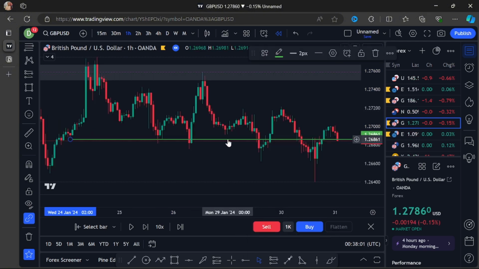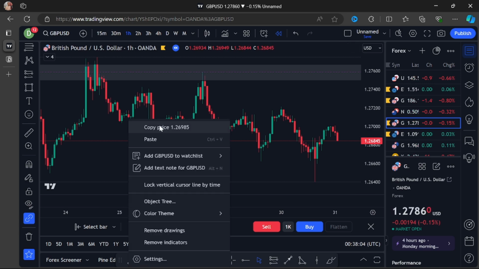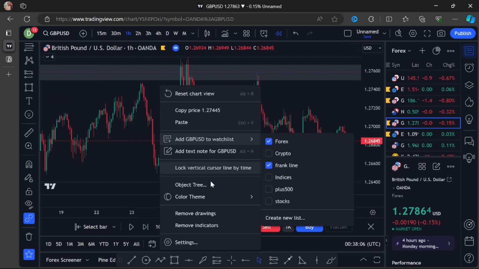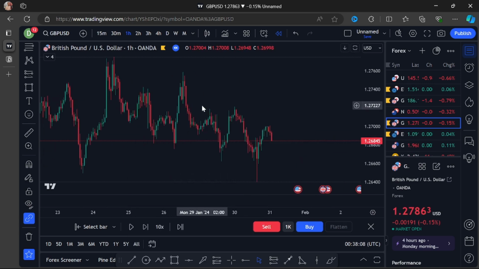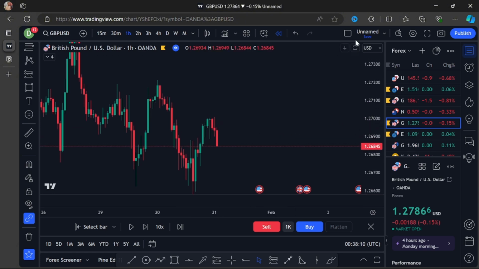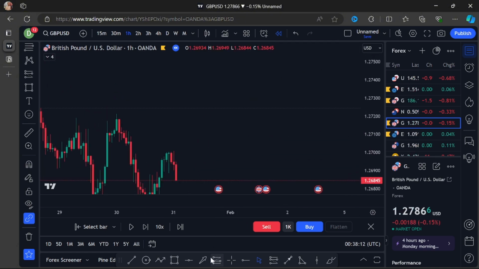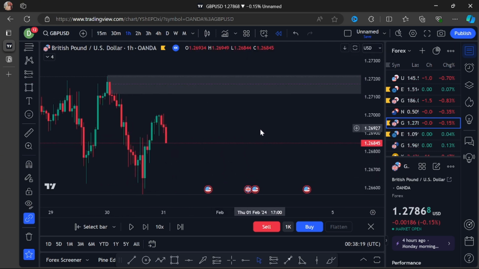Let me clean this one off. Let's see if we get another area here. Let me just clear everything, remove drawings. Looking at the 1 hour time frame, there's no good area here. However, we'll have this point here. So how the market reacts from this point will determine if we are going to take the position or not.